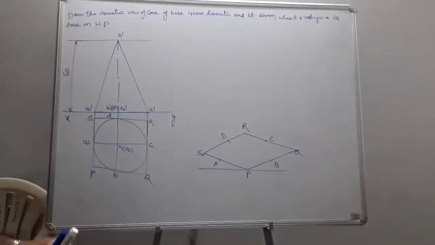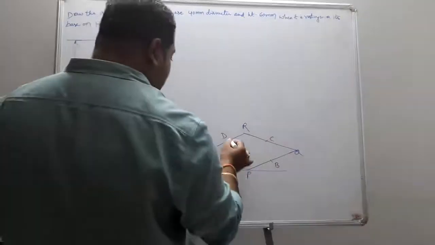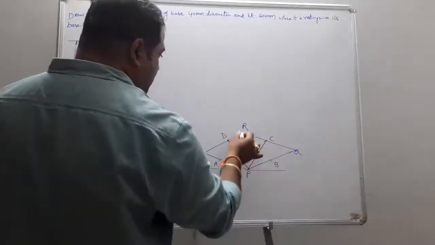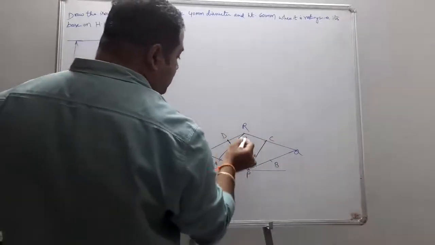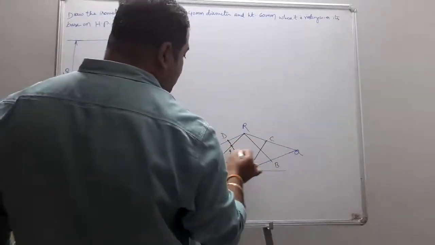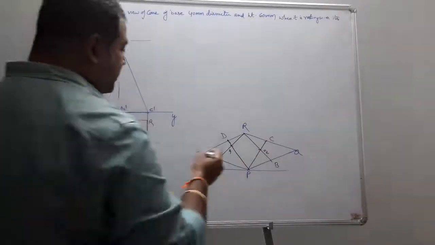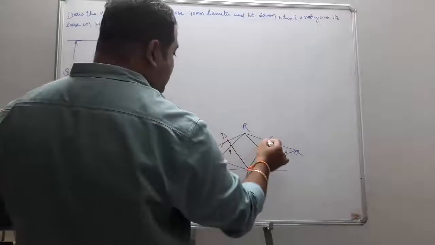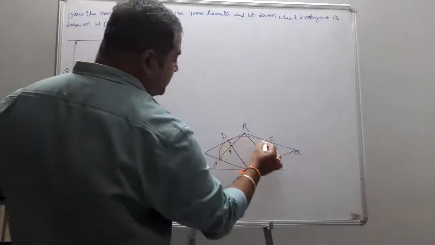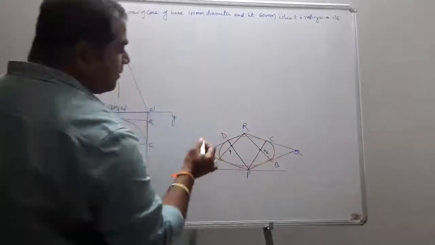So let us go for the 4-center method. Karthika, tell me. 4-center method. Join D with P, join C with B, join R with A, join R with B. So this becomes your centers O1 and O2. Now O1 as center, OD as radius, draw an arc. O2 as center, OC as radius, draw an arc. P as center, PD as radius, draw an arc. R as center, RE as radius, draw an arc.